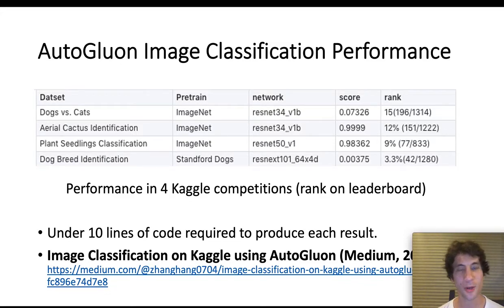Here, to produce each result, we only needed under 10 lines of code. On each competition, shown as one row in this table, you can see that AutoGluon did pretty well. One 15%, one 12%, one 9%, one 3%, meaning it outperformed 96% of data scientists in the dog breed identification competition. For more information, check out this blog post linked below covering additional results from this evaluation of AutoGluon's image classifier.